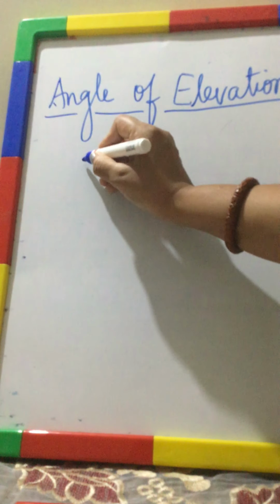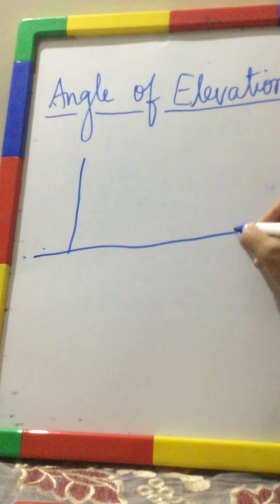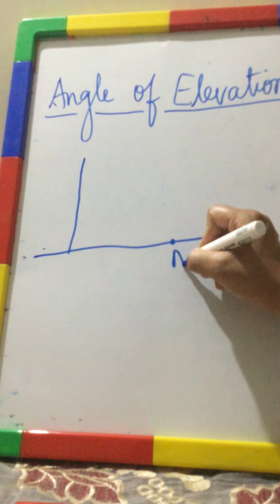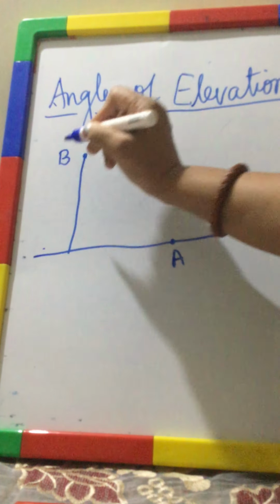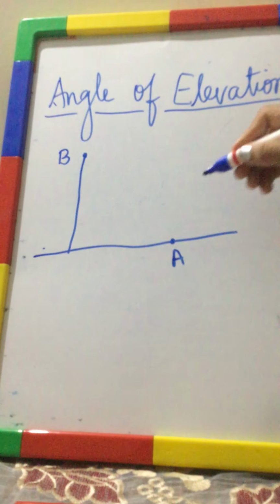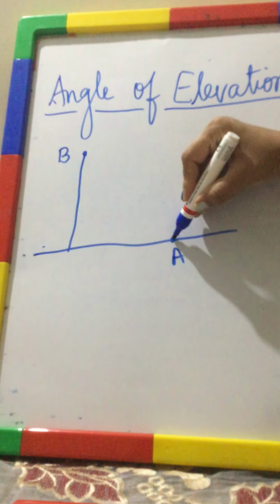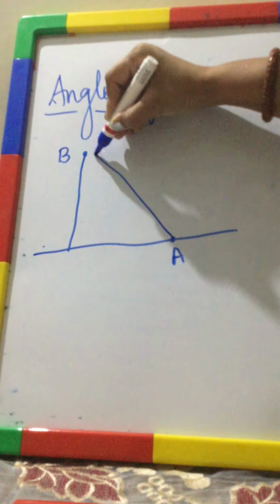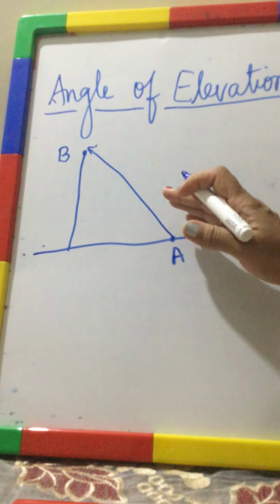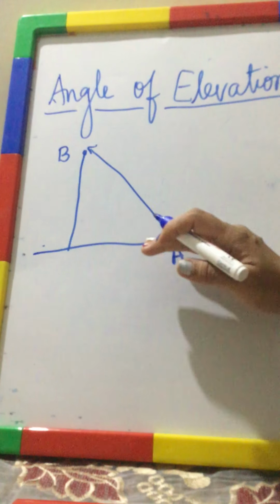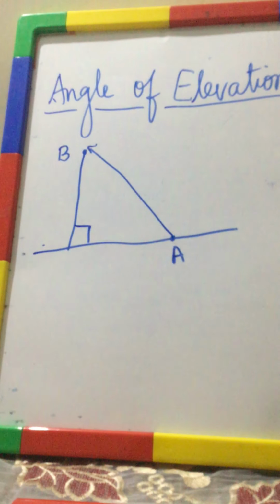Now suppose we have a straight tall object perpendicular to the ground and there is one observer standing at point A observing something on the top of this perpendicular shape at point B. We consider the observer to be a point object so that his line of vision is from A to B like this. So this is called the line of vision and this object is perpendicular to the ground or the horizontal, making an angle of 90 degree here.